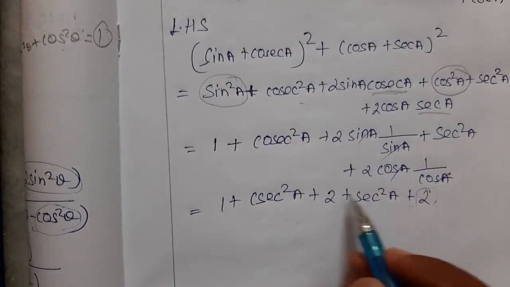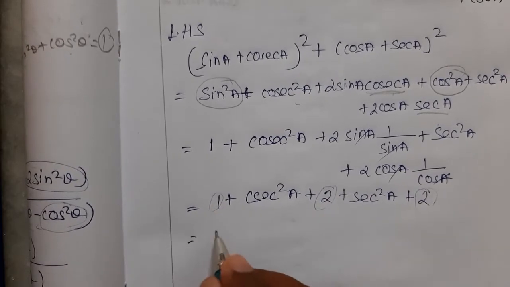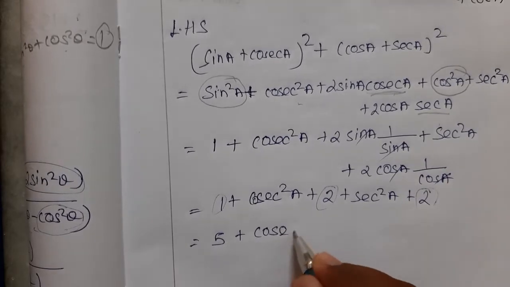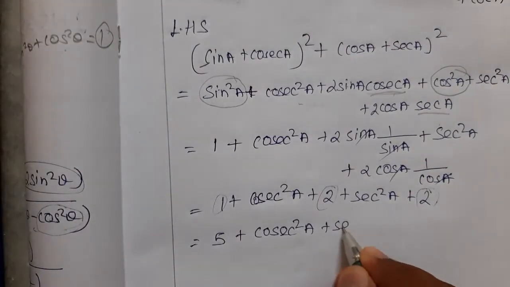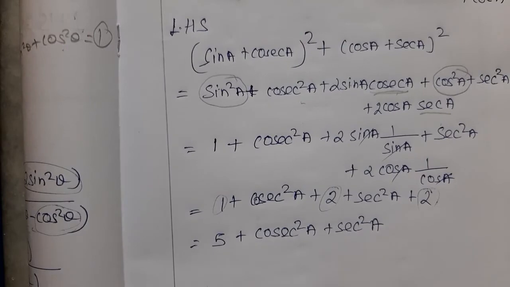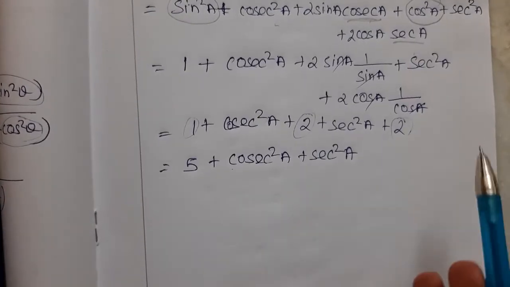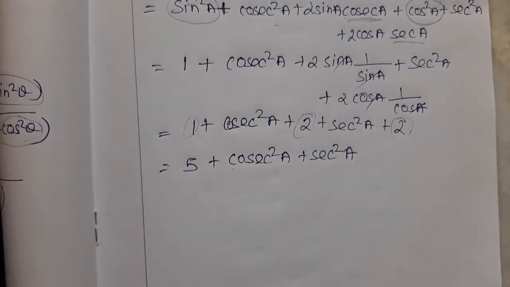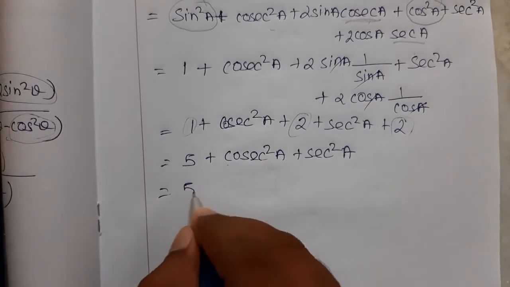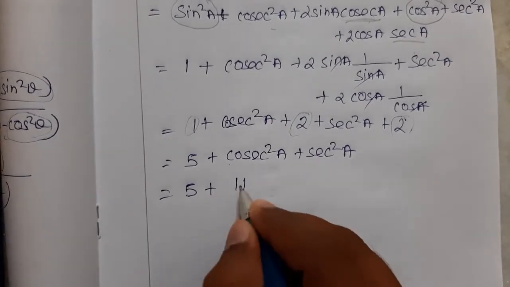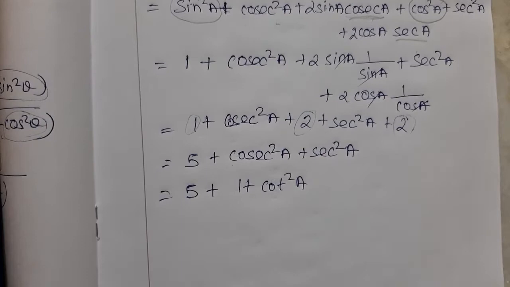So here the 2 plus 2 plus 1 is 5, plus cosec square a plus sec square a we got. But the LHS you can see this is 7 plus tan square a plus cot square a. But using the identities we can change this cosec a and sec a in terms of tan and cot, right? So this will become 5 plus cosecant square a, we can write as 1 plus cot square a, right? Plus 1 plus cot square a.